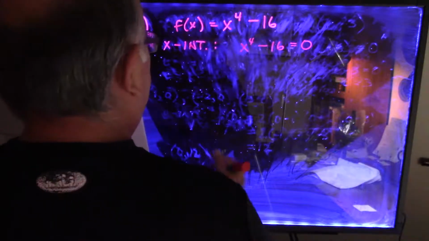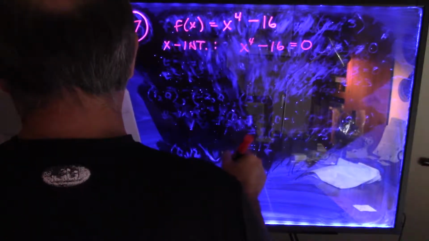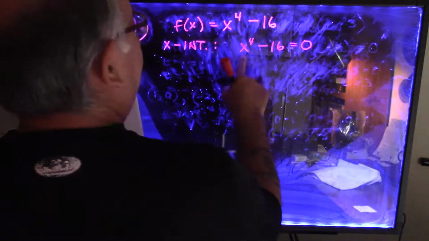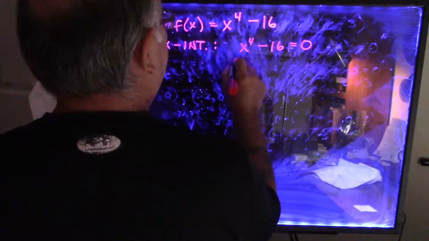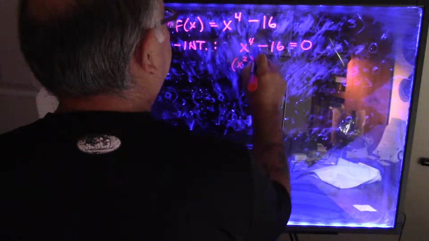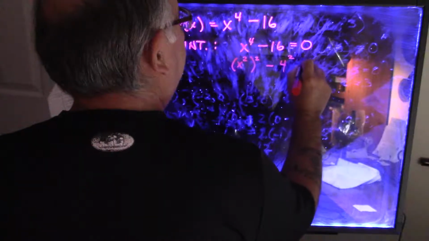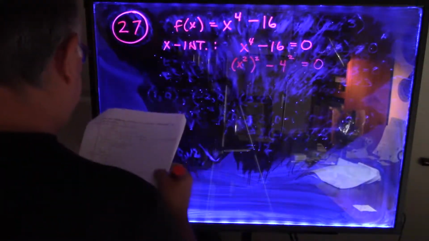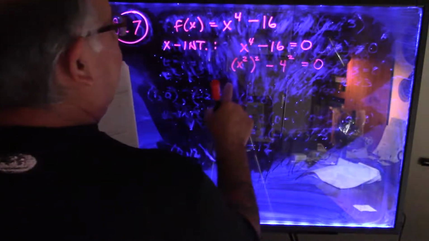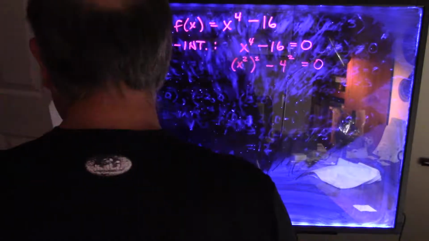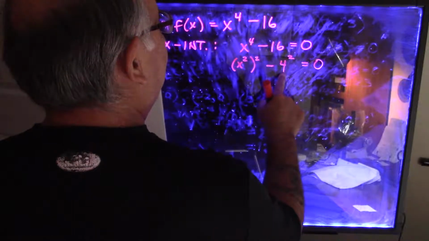Now, the best way to solve this is to think of this as a difference of squares. Okay? So, in other words, you can write that as a square. X to the fourth, that's x squared squared. And this, of course, is 4 squared. So, you know how to factor a difference of squares. A squared minus b squared is a plus b times a minus b. Alright? So a here would be the x squared, and the b would be the 4.